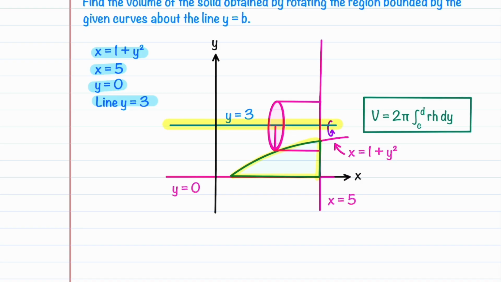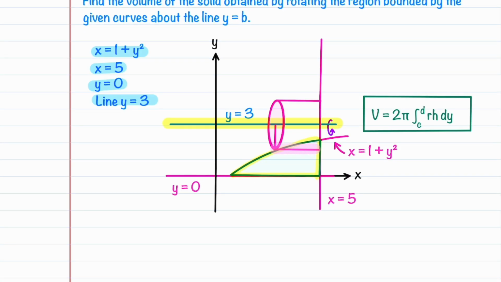This line is parallel to the x-axis, and we're going to be using cylindrical shells, which means that the thickness of our shell is going to be equal to dy. And our formula over here will integrate with respect to y. The first thing that we need to do is find the points of intersection. In other words, we want to find the y value of our limits of integration.